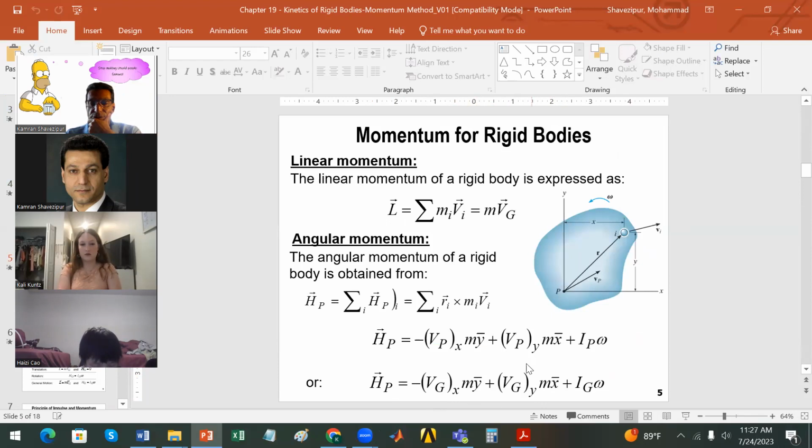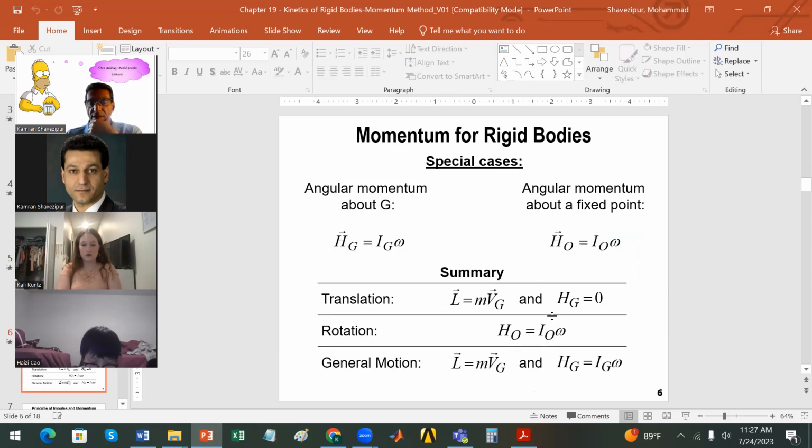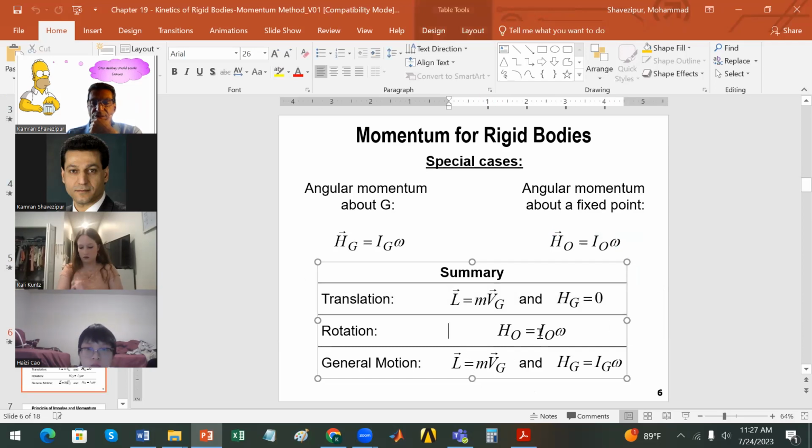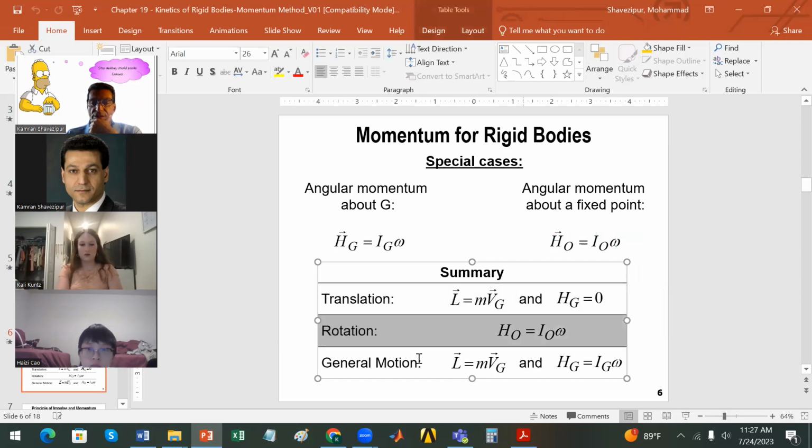We extend that to rigid body, got this equation to calculate the angular momentum of a rigid body using tiny momentums of each particle. We simplify that for angular momentum about G, angular momentum about fixed point. Then for the three types of motion, translation, rotation, and general motion, this is how linear and angular momentum work, right?